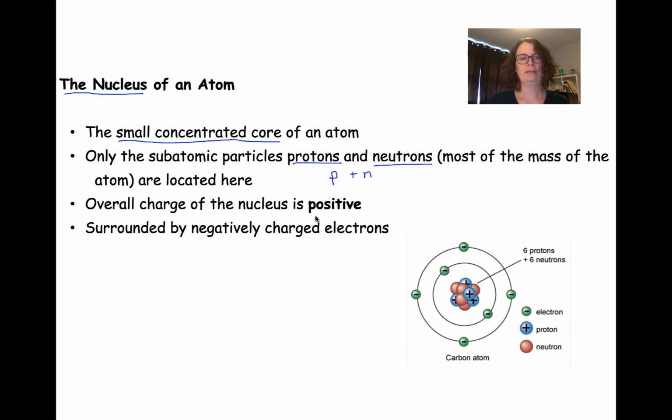Overall, the charge of the nucleus is positive, right? The only charged particles in the nucleus are our protons, which have a positive charge. So our nuclear charge equals the number of protons that are in our atom. Right? And then that nucleus is again going to be surrounded by our negatively charged electrons. So this is a Bohr model of our atom. We've got our nucleus in the center. It has protons and neutrons. And then in orbitals around the nucleus, we have our electrons.